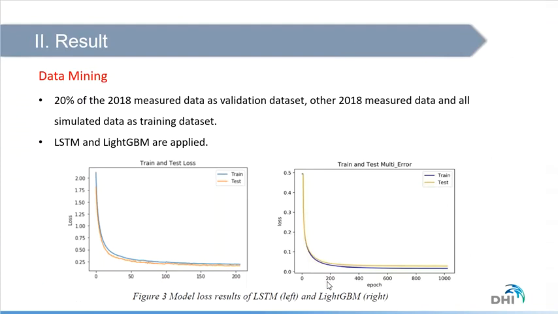As for the results, for the data mining part, we use 20% of the 2080 measured data as validation dataset and all other data as our training dataset. These two figures show the training and validation loss of the two models, LSTM and GBM. So basically, the models perform pretty similar on both training and validation datasets.